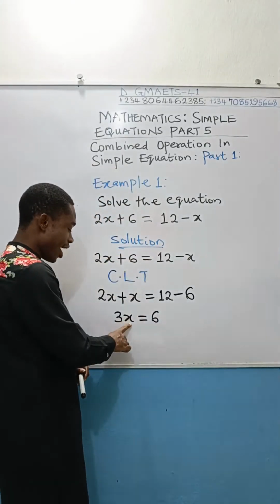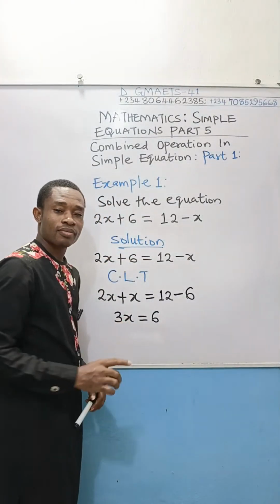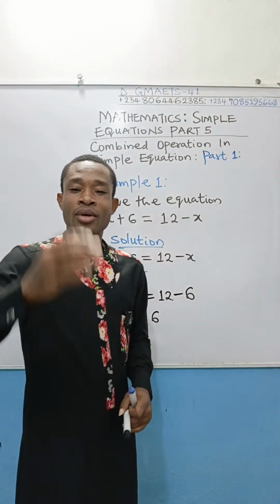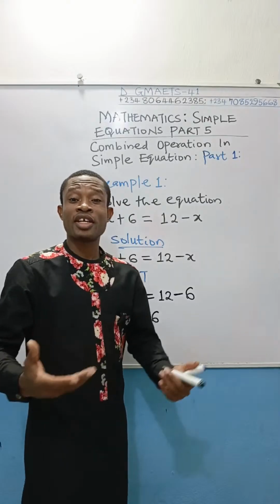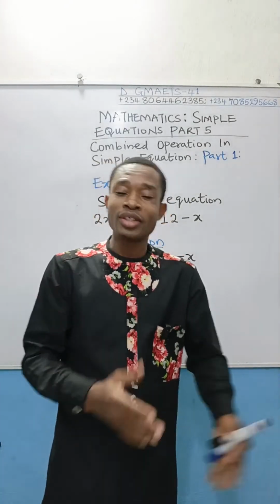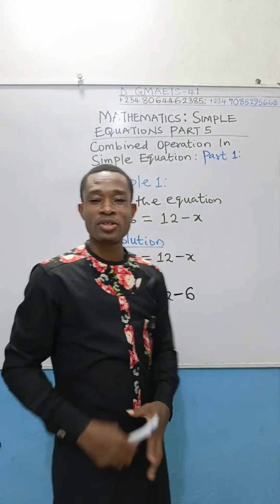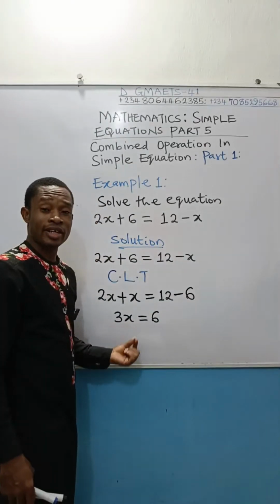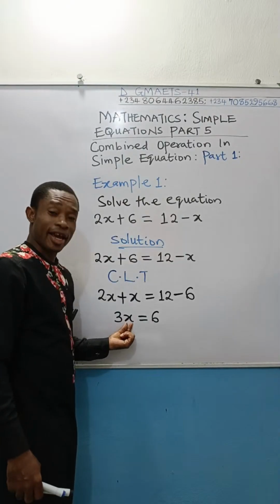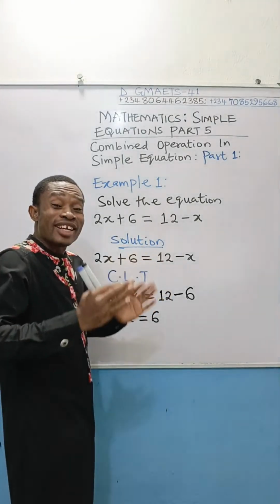Observe that the unknown x has something multiplying it. And I taught you coefficient of the unknown. I told you that the coefficient of an unknown is what is multiplying that unknown. 3x is 3 times x. So this 3 is multiplying x. So if I am looking for this x, that x will be made to stand alone.